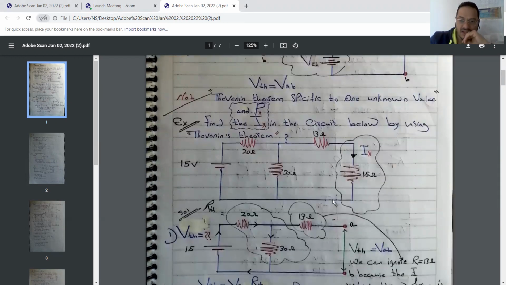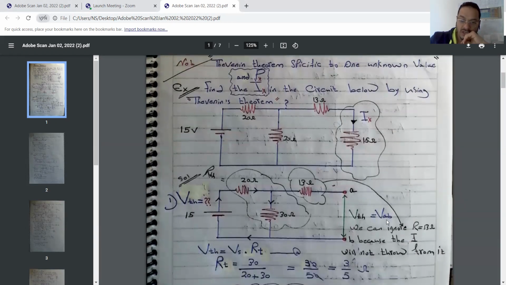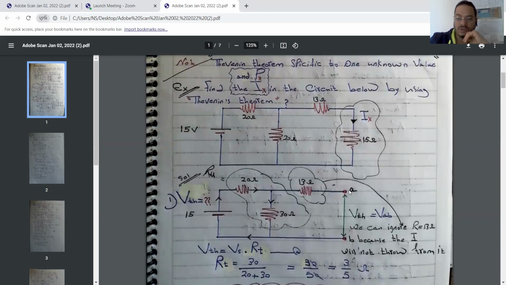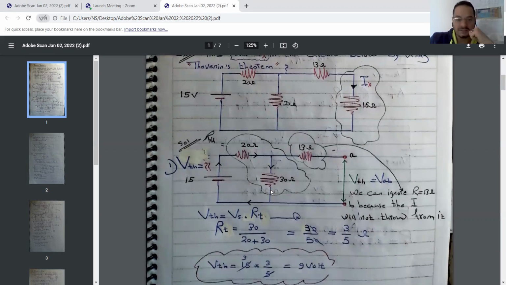At first, like I said before, ignore this device and put an open circuit. Here I selected A and B. Here I have one independent voltage source. But here I need to calculate the voltage at this point, let's say it's point C, and I must calculate VC at this point.